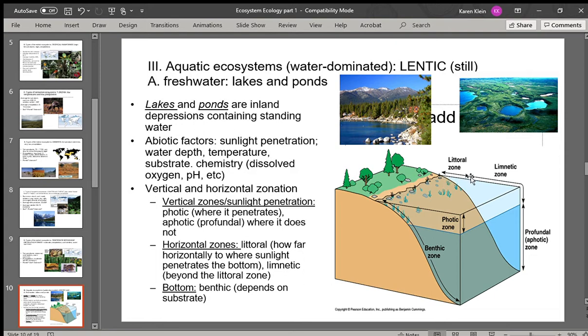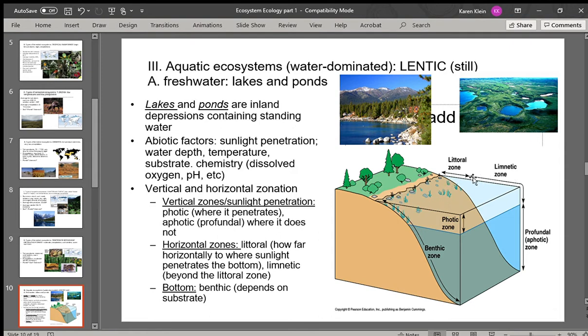So where you have sunlight that reaches the bottom floor of the lake or pond is the littoral zone horizontally. Because where you have sunlight that reaches the bottom of the lake or pond here on the shoreline is where you can have rooted plants, and that's a big deal. There's lots of things that like to hide in rooted plants, as far as small fish and other critters, but then they would eat these rooted plants as well.